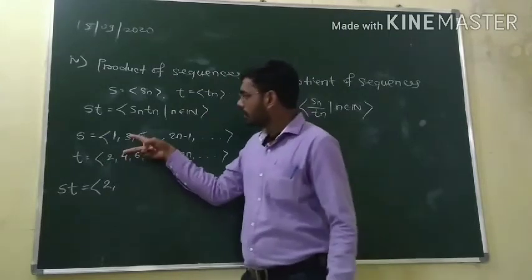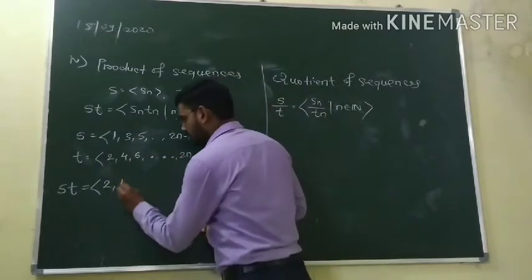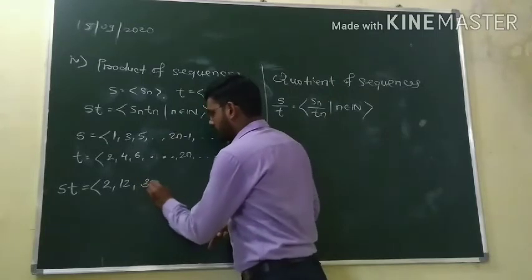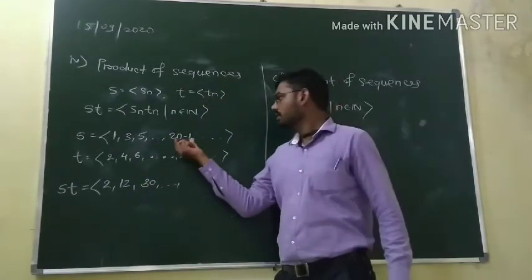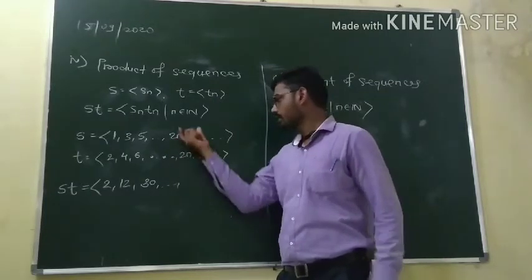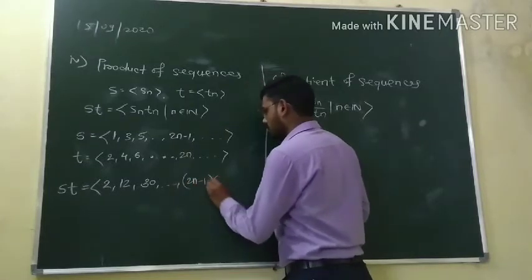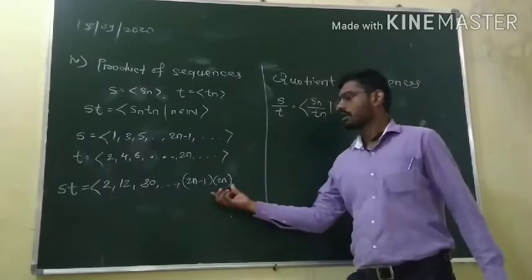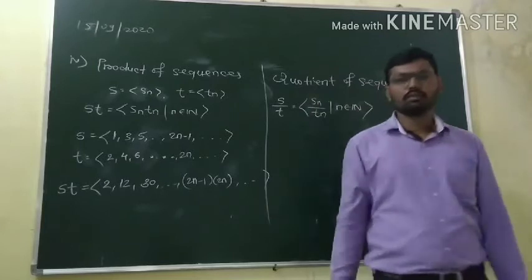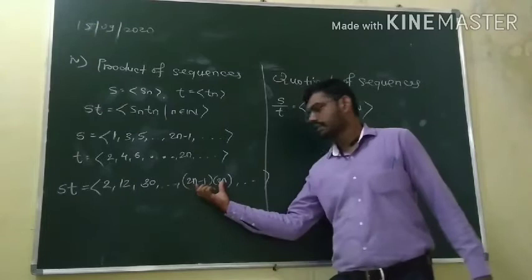Second term, take the multiplication of the second terms of both sequences. So 4 into 3, 12. Then 5 into 6, 30. Later on, the nth term of sequence S is 2n minus 1. The nth term of the sequence T is 2n. Their multiplication is (2n minus 1) into 2n. This is the nth term of this sequence, and so on. We can write one more step by simplifying this also.